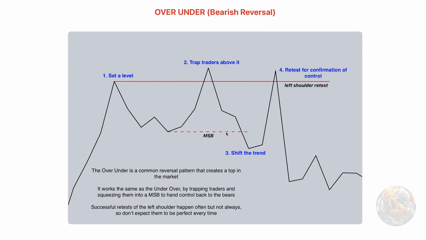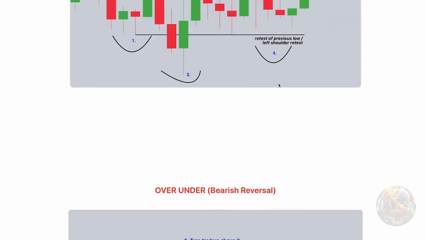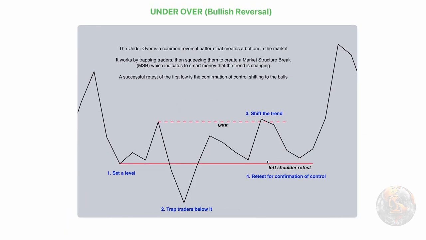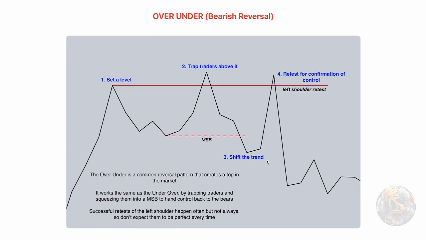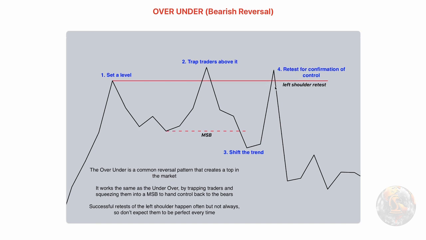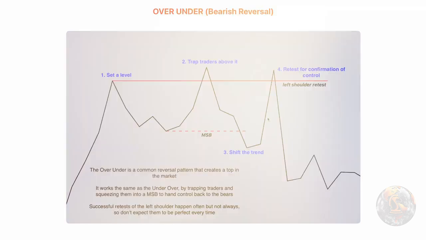Successful retests of the left shoulder happen, but not always. And don't expect them to be perfect. That's one important thing to note at this point. You'll notice on this one, even on the line chart, price goes slightly above the red line. And on the one before, price didn't quite touch the red line. I use those examples for a reason. It is not supposed to be perfect. Don't get hung up on it touching the line perfectly. And do not just automatically set orders at those levels, as you'll see why in a moment. It is not supposed to be predictive. You still need to wait for confirmation, retest to show control.